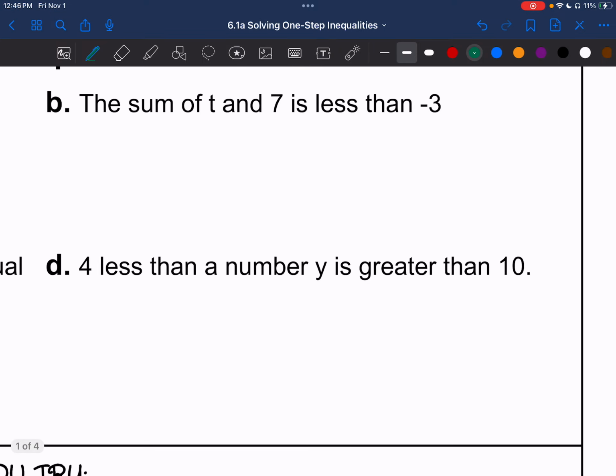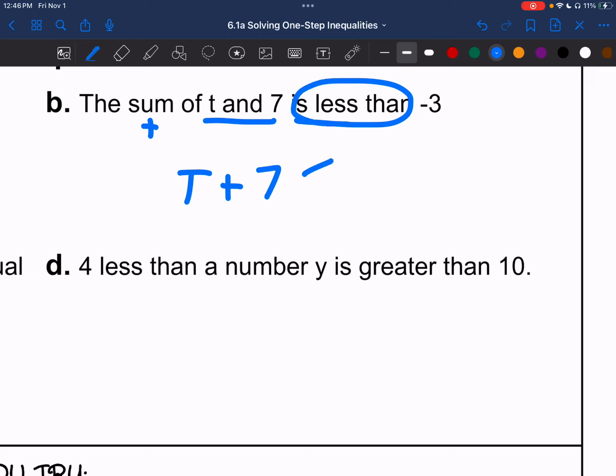All right, letter B, we have an operation. The sum of t and 7. So we need to remember that sum means we're adding, and we've got t and 7, so it's t plus 7 is less than negative 3.